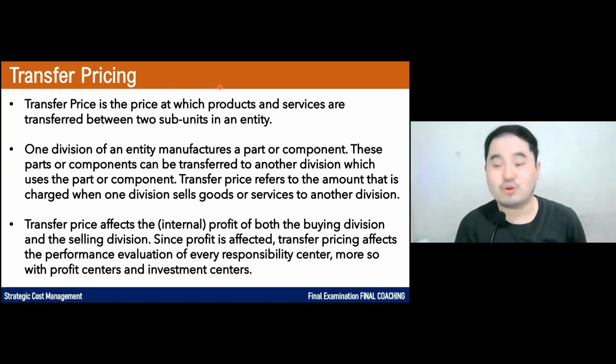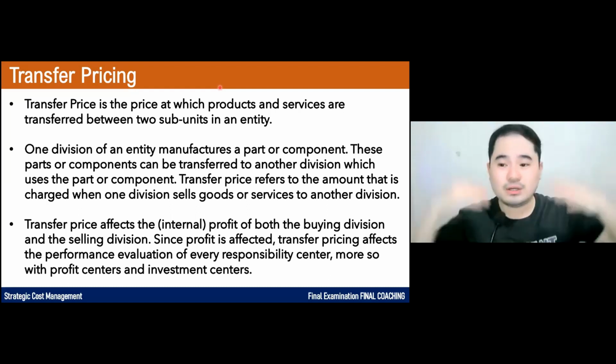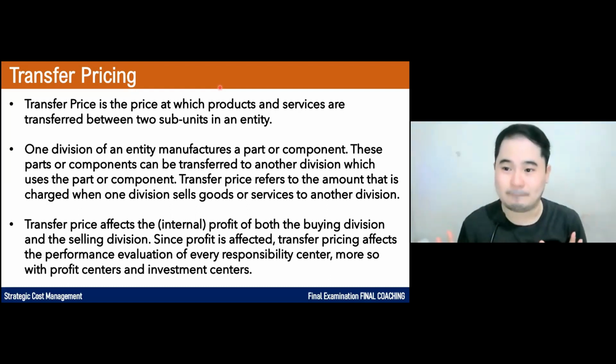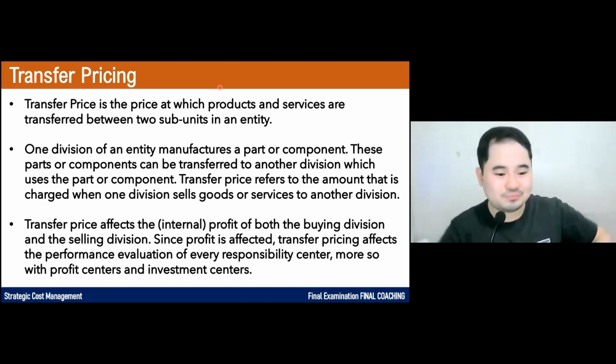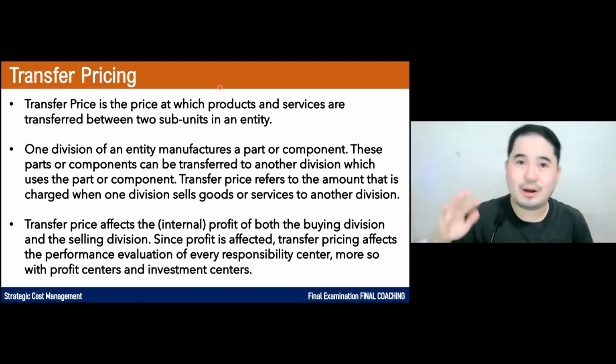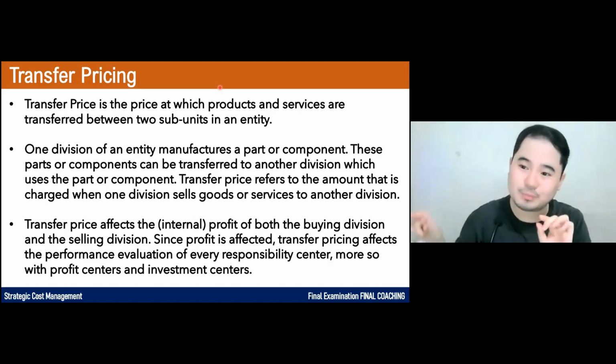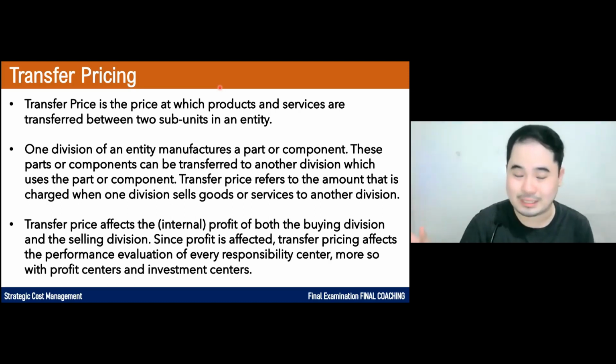On the concept of consolidation and on the concept of business combination, because you are only viewed as one whole company, you cannot have a revenue coming from yourself. So parang ang dating ganito. 'Di ba may transfer? So sa perspective ngayon ng management accounting, pupunta tayo ngayon sa transfer price.